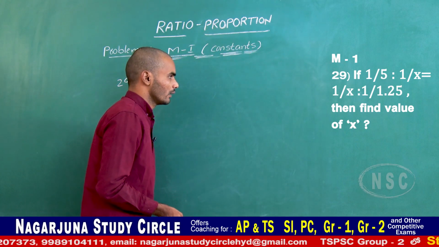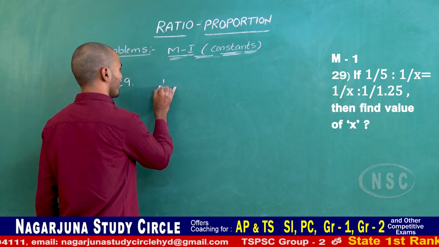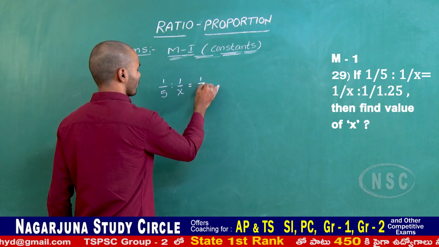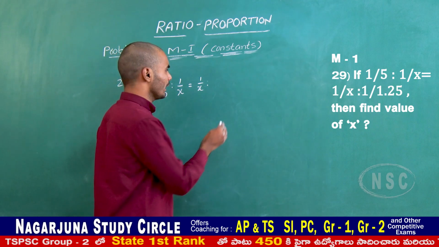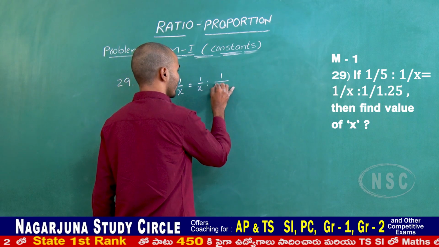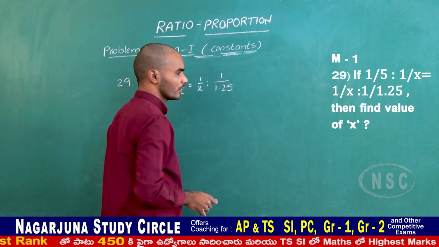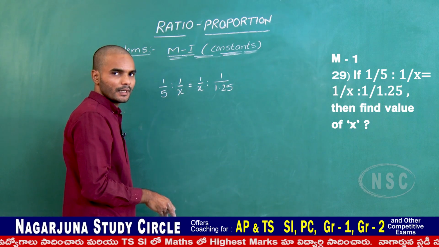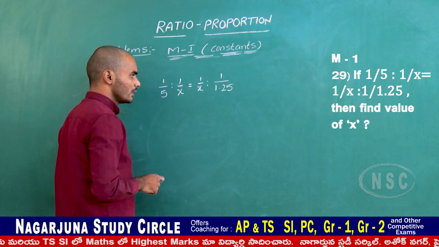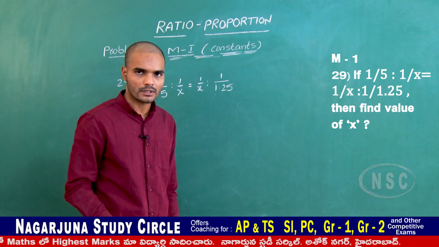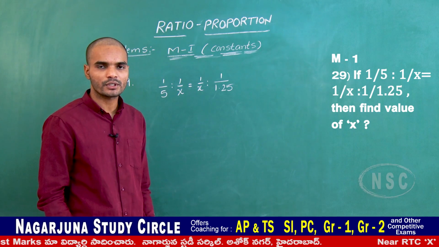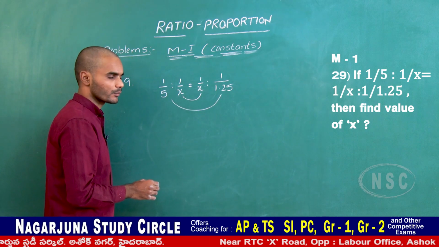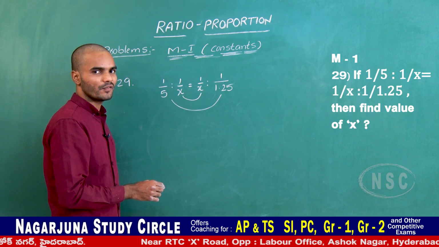Just I write the question: 1 by 5 is to 1 by x is equal to 1 by x is to 1 by 1.25. These two are ratios and also these are equal. This is called proportion. Proportion has one condition, that is product of middle terms is equal to product of ending terms.